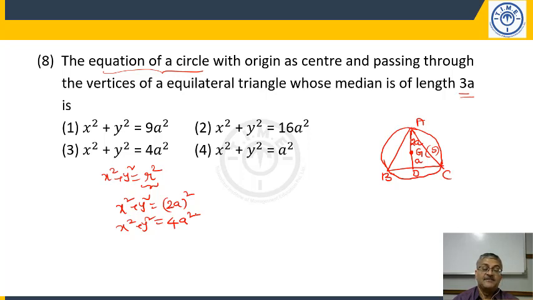So what is the equation of the circle? x square plus y square is equal to 4a square. That is, the third option is the correct one.